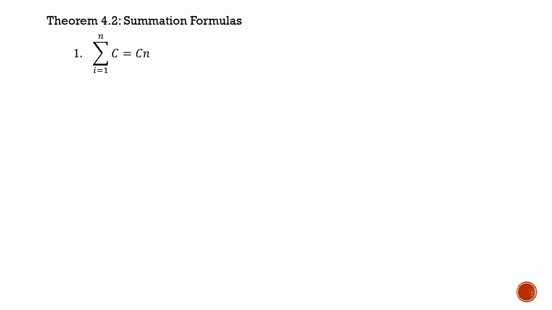It's the sum as i goes from 1 to n of a constant. All we have to do is multiply the constant by the upper limit, and we know what the sum is automatically. The second one is we try to transform it with i. Therefore, the sum of i is simply n times (n plus 1) over 2.